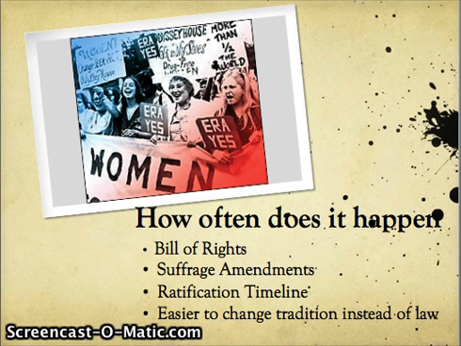Ratification timeline: if you can't get an amendment passed in about 7 years, you can kind of forget it. Which brings us into this image right here. The ERA is the Equal Rights Amendment.